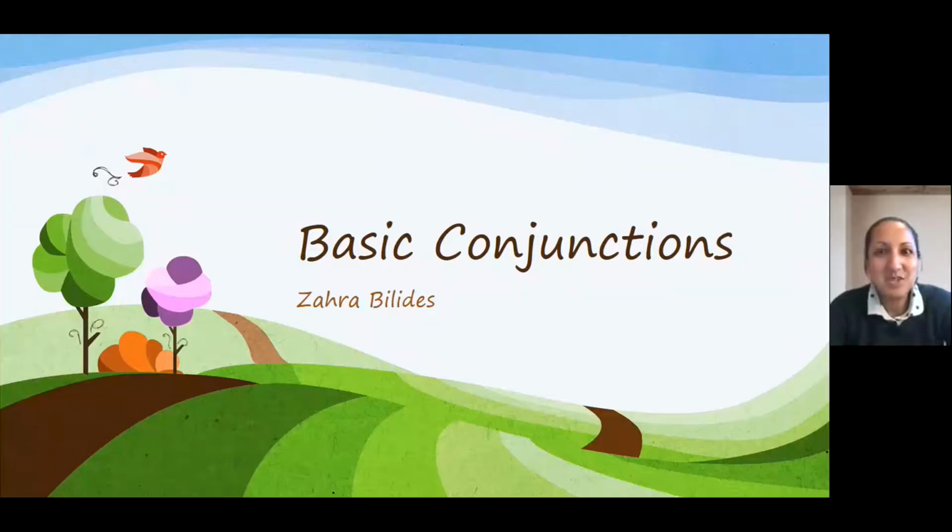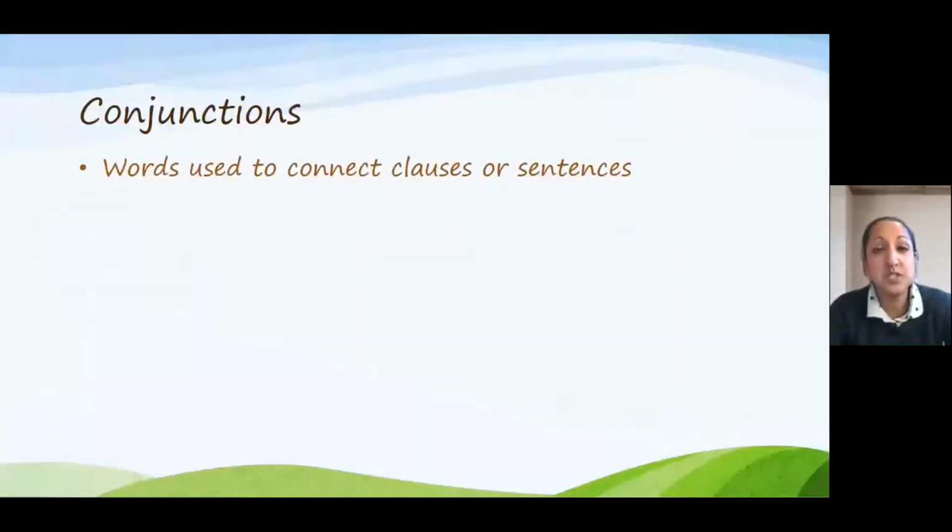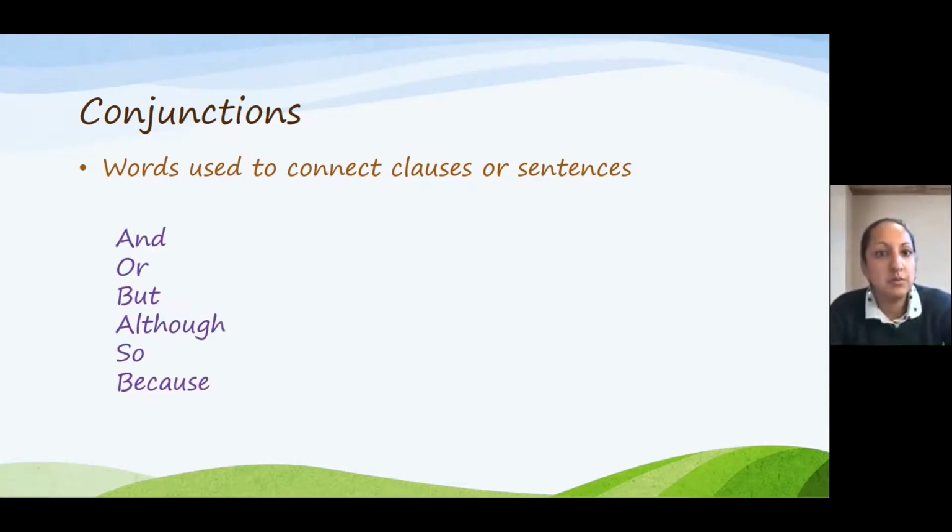Hi, let's talk about basic conjunctions. Conjunctions are words that we use to connect clauses or sentences, so a clause is part of a sentence. The ones that we're going to look at today are and, or, but, although, so, and because.